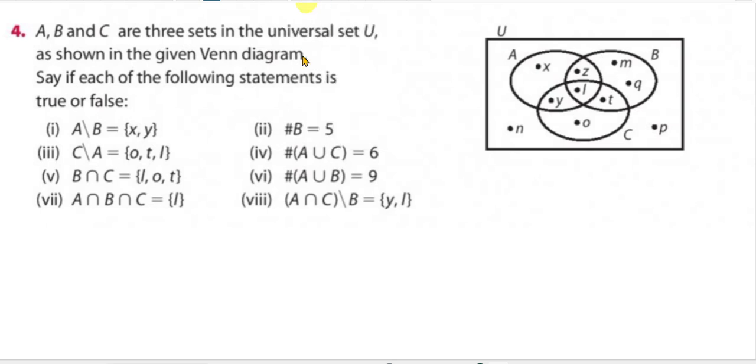Okay. True. Hashtag B is 5. There is 5 items in B. True.